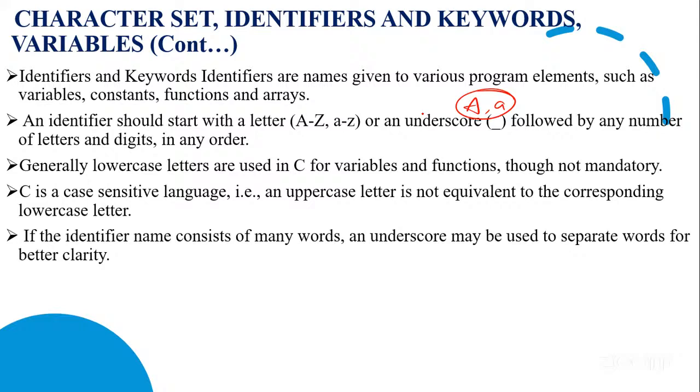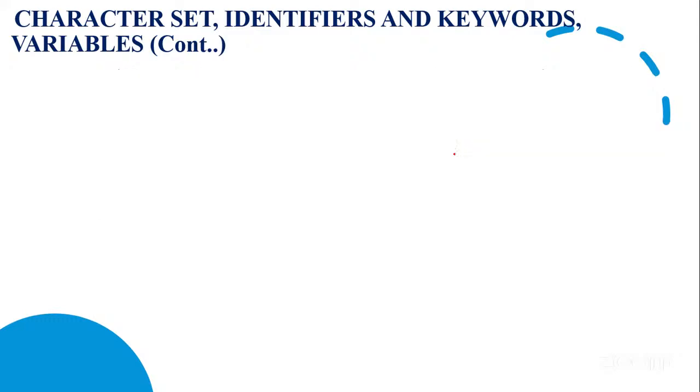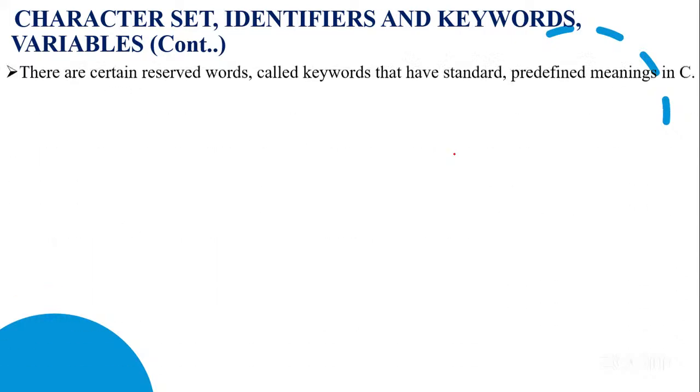If the identifier name consists of many words, you can use an underscore to separate those words, like my_name. If many words are there, you can use an underscore to separate the names. That's not mandatory, but you can use it. You can write them combined, or else you can use the underscore also.